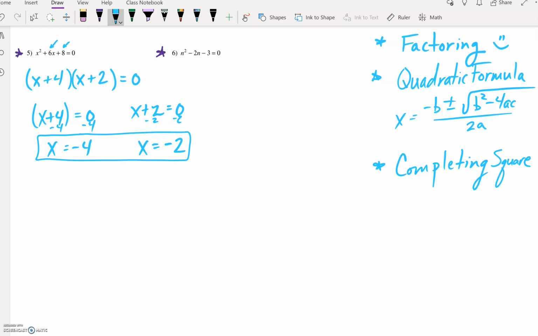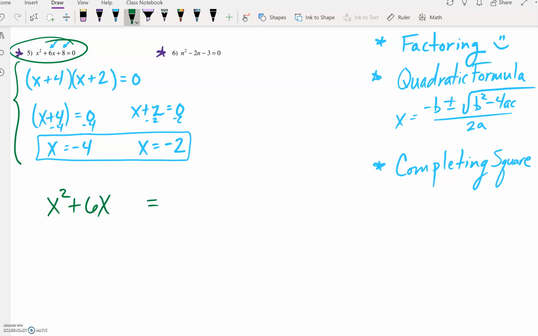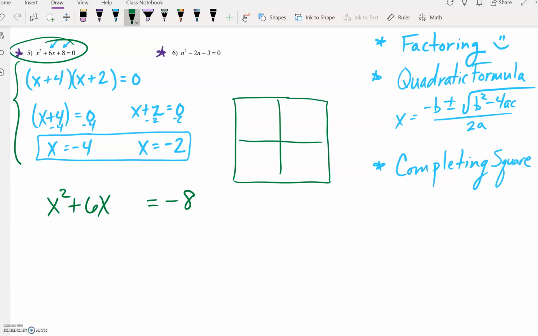All right, so completing the square. I'm going to do the same problem that we did right here with factoring, only this time I'm going to complete the square. So we have an x squared plus 6x. I'm going to go ahead and subtract 8 from both sides. I'm going to move that constant over, and I'm going to make a square, because this square helps me to complete the square and know what number I need to add to make this a perfect square trinomial.